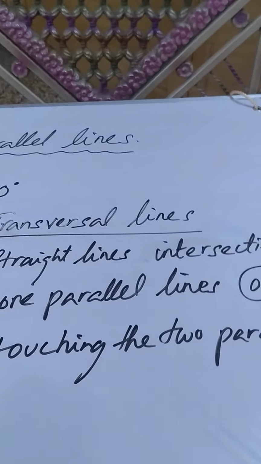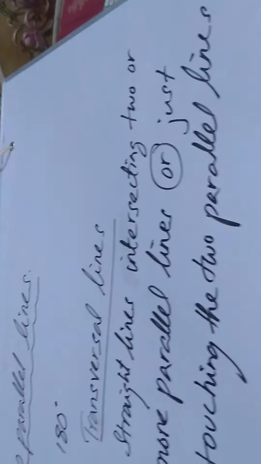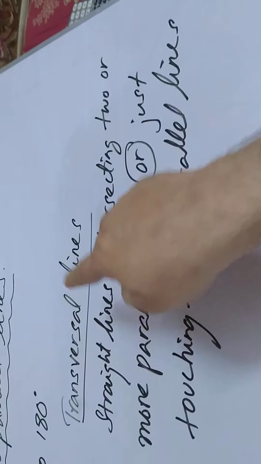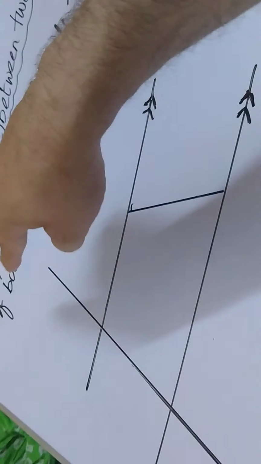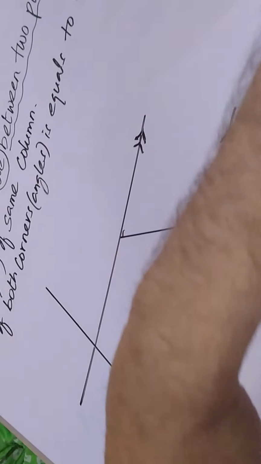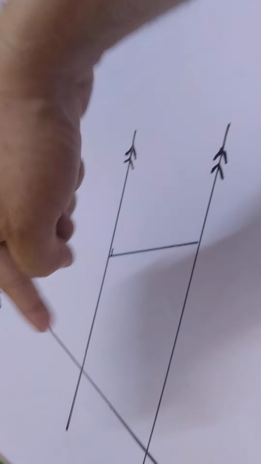Transversal. What are transversal lines, guys? Look here, guys, wait a minute. These are transversal lines: a straight line intersecting two or more parallel lines. Look here, this is a straight line intersecting this pair of parallel lines, so this line is a transversal. And this is also a transversal. So what are transversal lines, guys? First try to understand it.